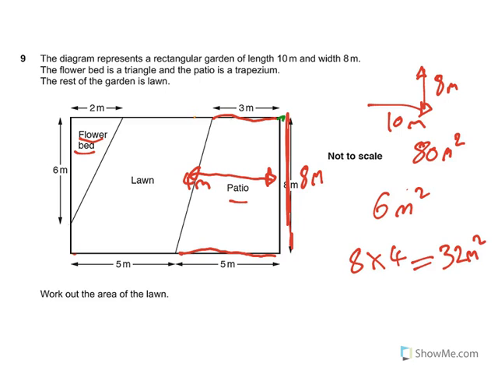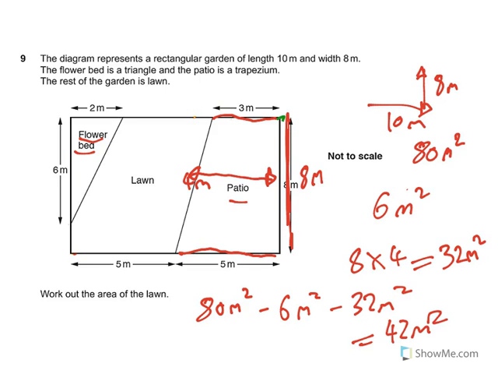Okay, so now it's simply a matter of, you've got your entire rectangle, 80 metres squared, you're going to take away 6 metres squared, and you're also going to take away 32 metres squared, and that leaves you with 42 metres squared, which is the area of the lawn.